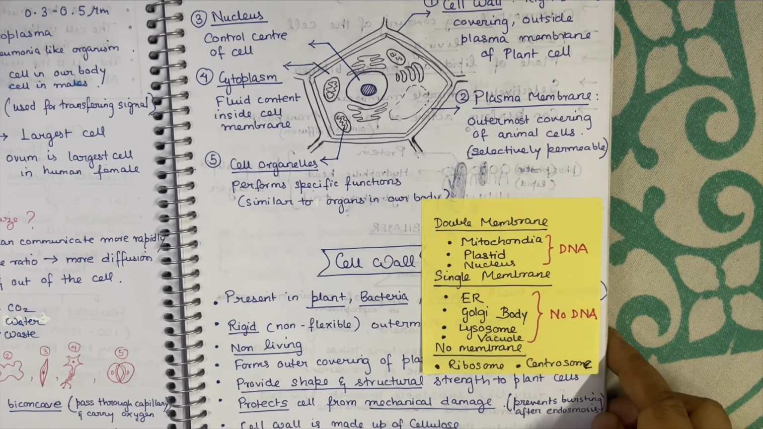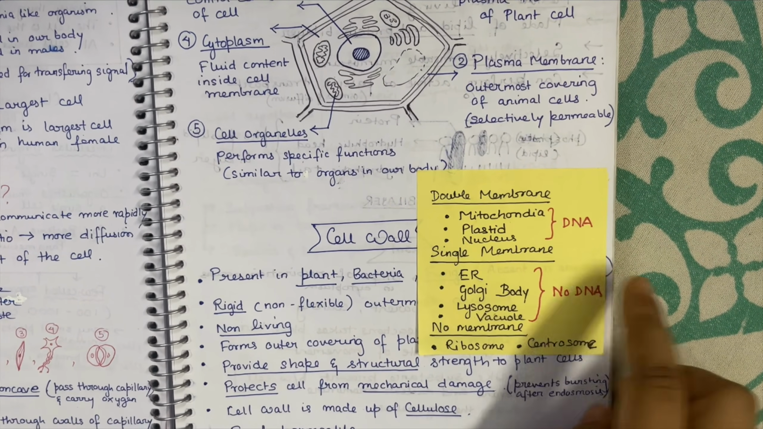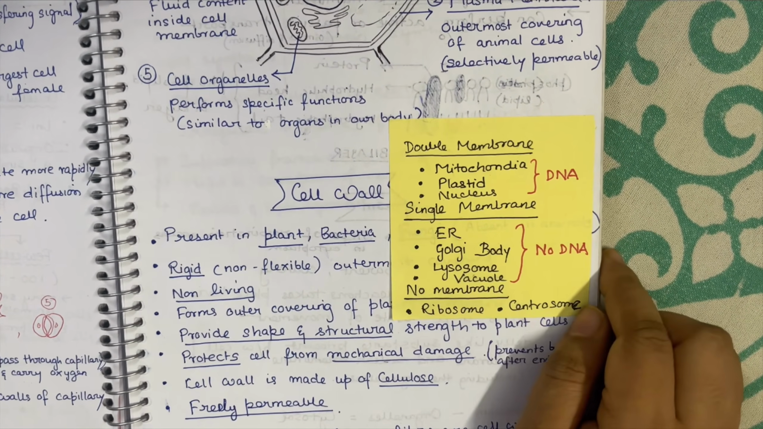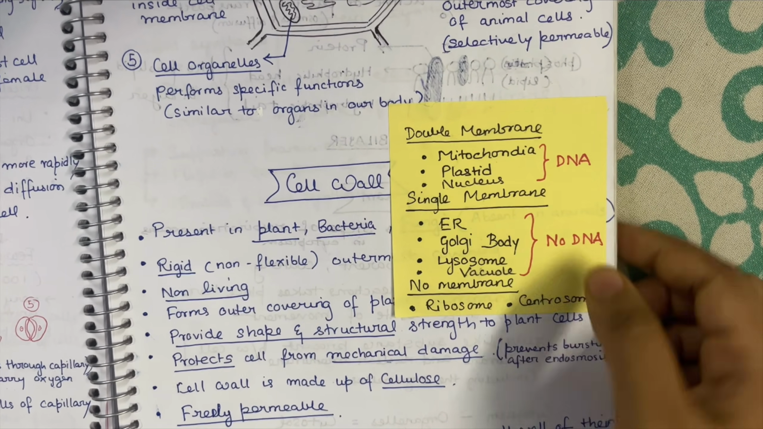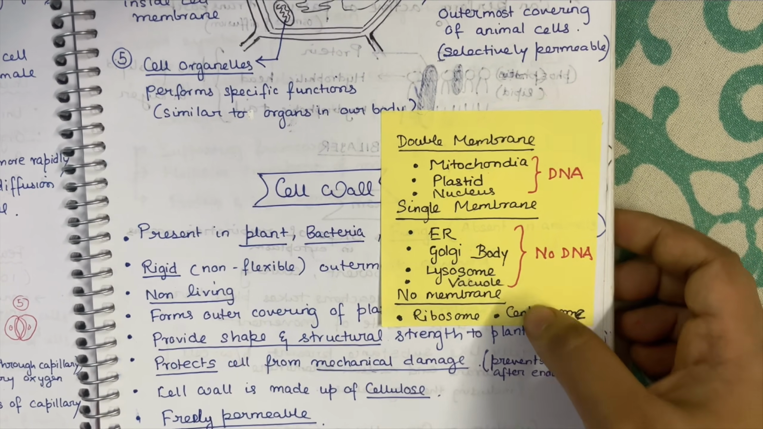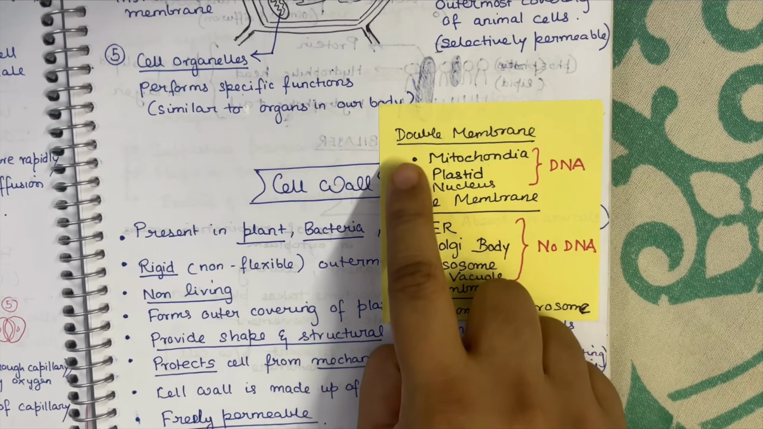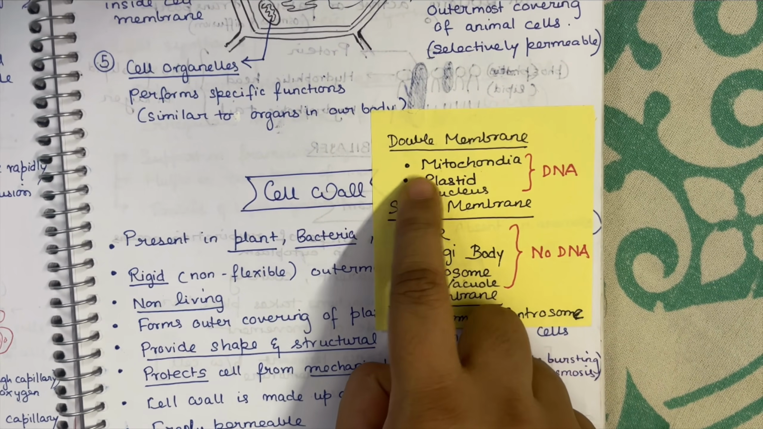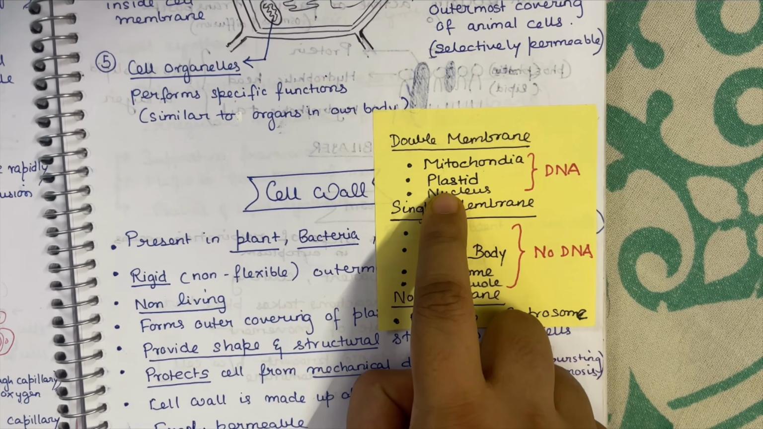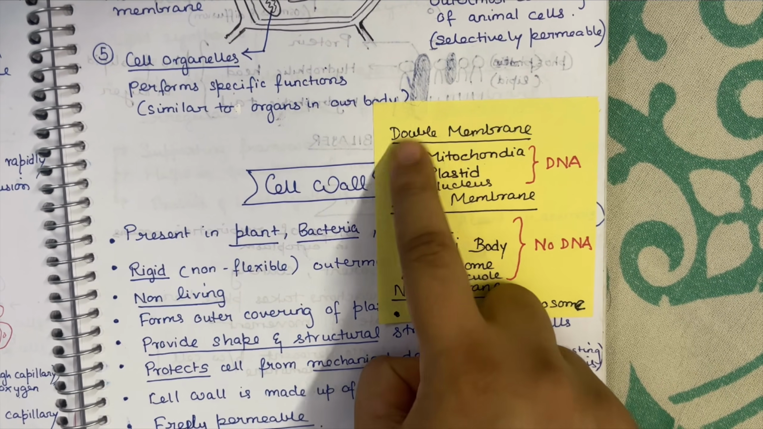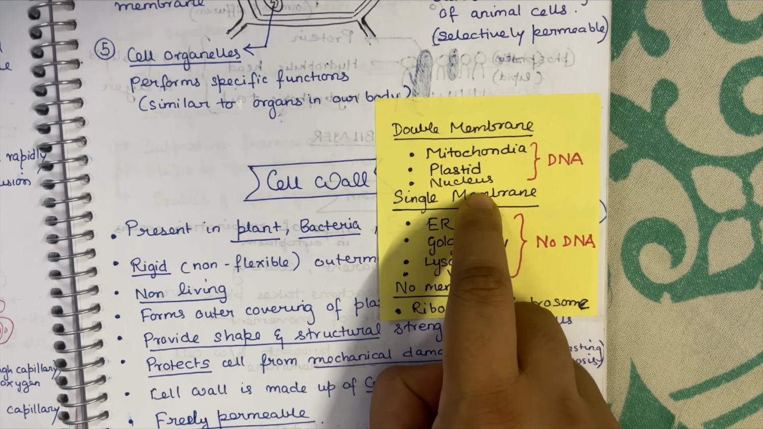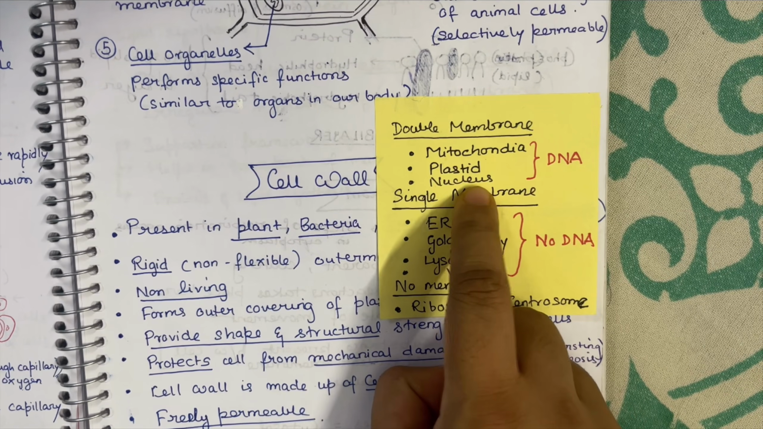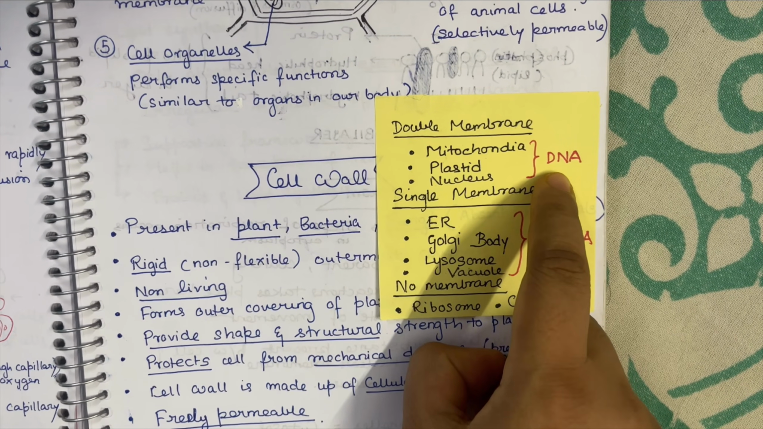Now, all the organelles that we have spoken about till now can be divided into two groups based on how many membranes are present. Actually, we can divide it into three groups. The first group contains the organelles which are bounded by two membranes. Among these organelles, we have mitochondria, plastid, and nucleus. If you see, there is a common feature here, that all of these three organelles contain DNA in them.